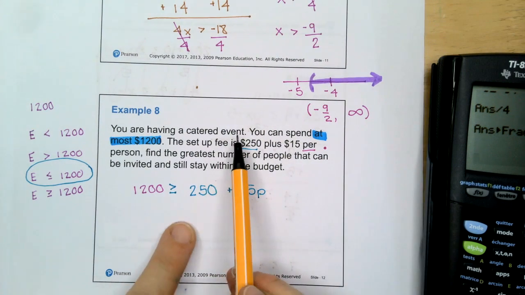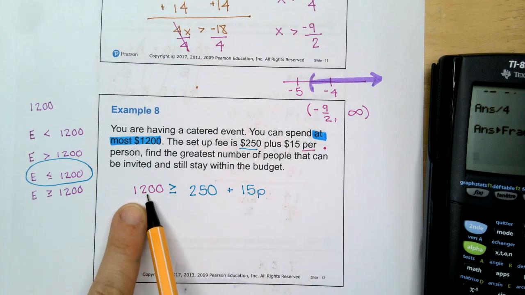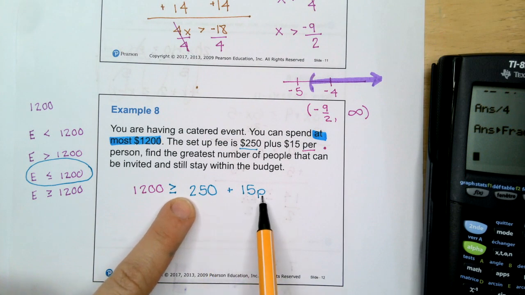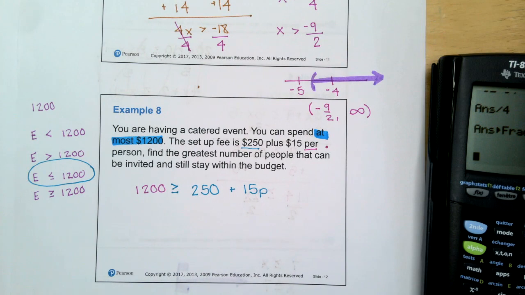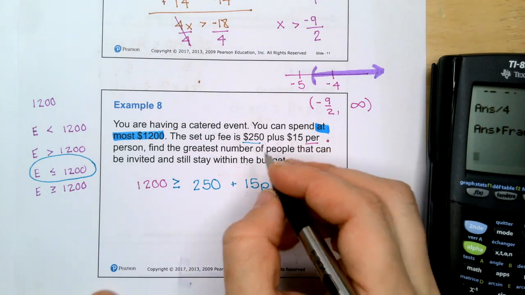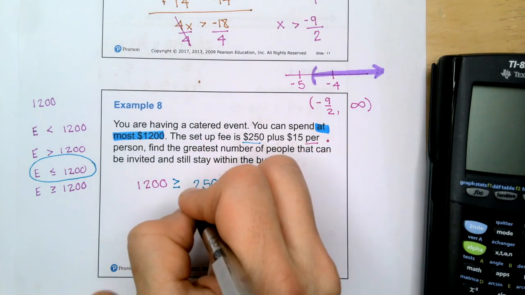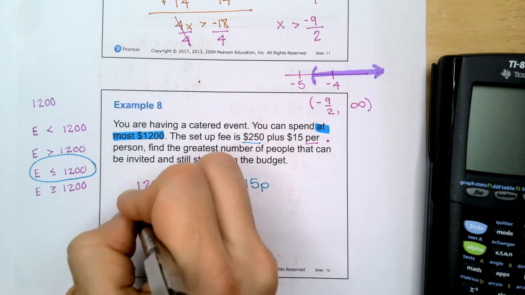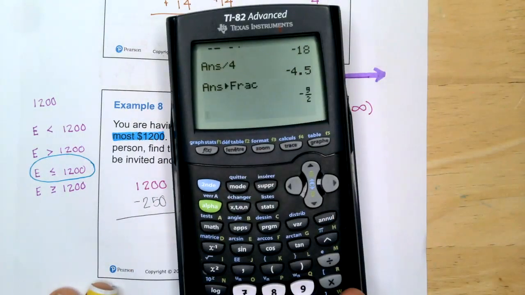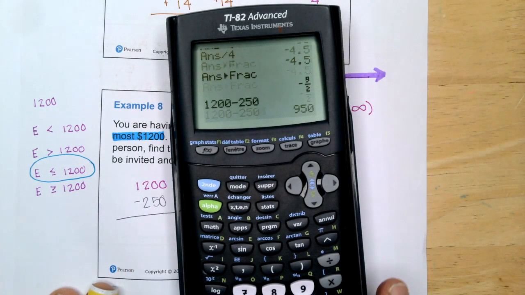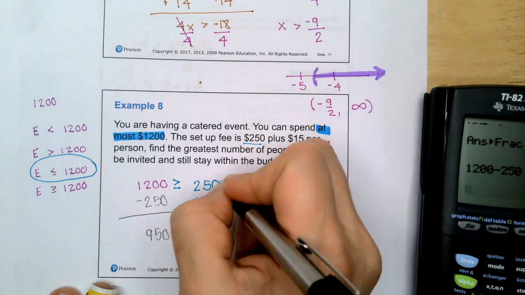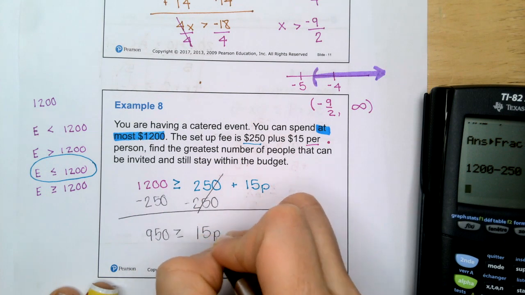Good? So tell the story again. I can spend $1,200. My setup fee is $250 plus $15 per person. How many people can I invite? My inequality looks like it follows the story they told. Okay? Now just solve for P. Subtract 250. 1,200 minus 250 is 950, which is greater than or equal to 15 times P.